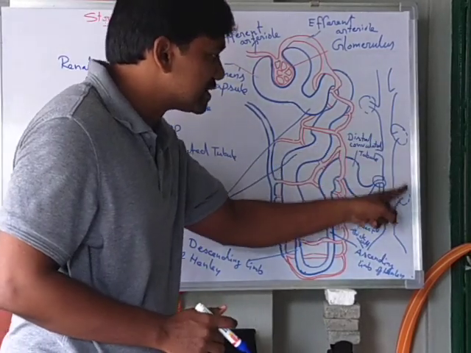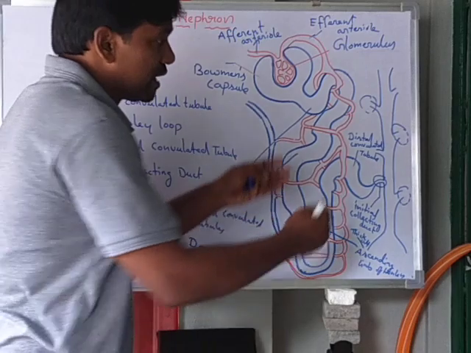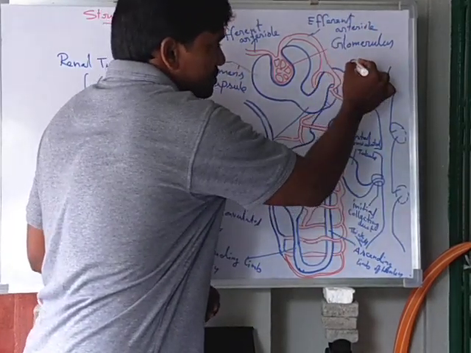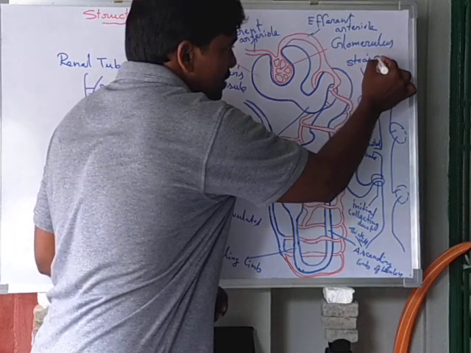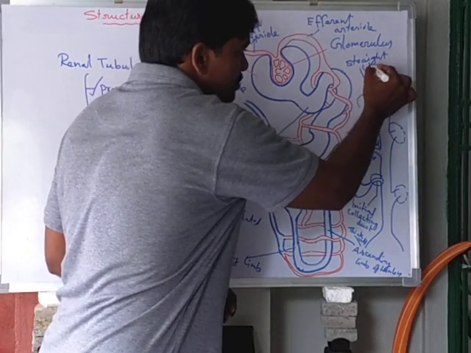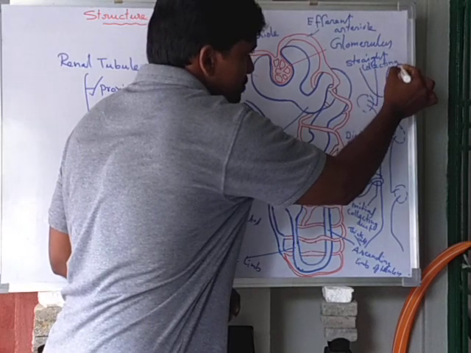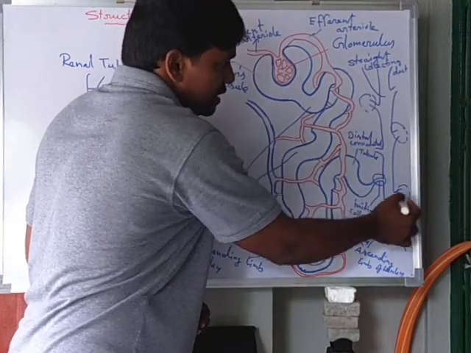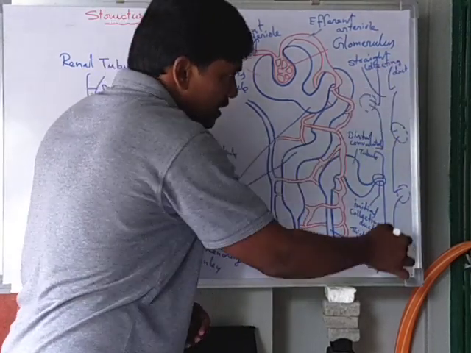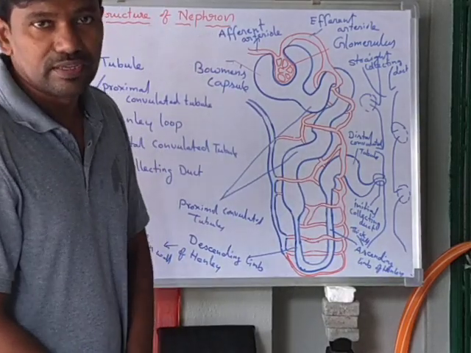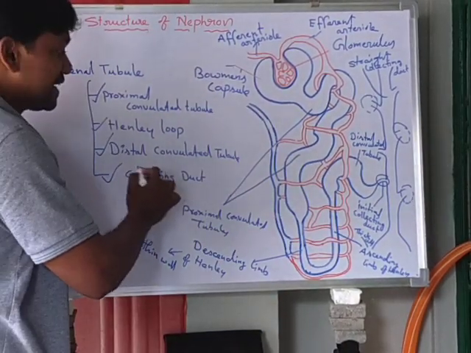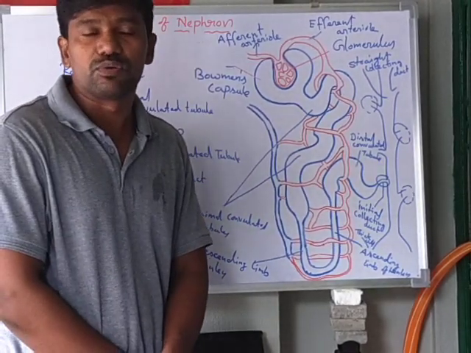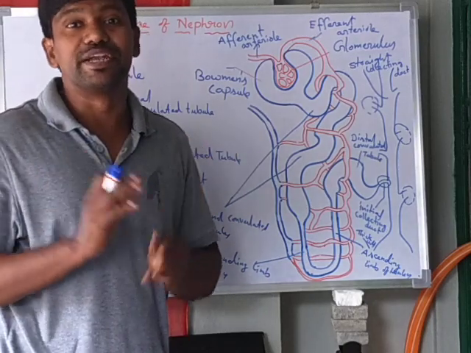These initial collecting ducts join together to form a straight collecting duct. This is the straight collecting duct, and the straight collecting duct opens into the medullary pyramid.